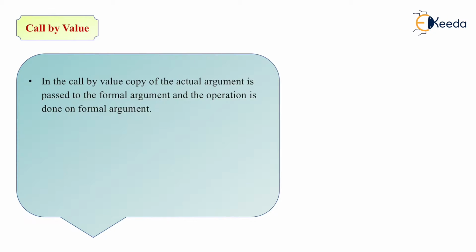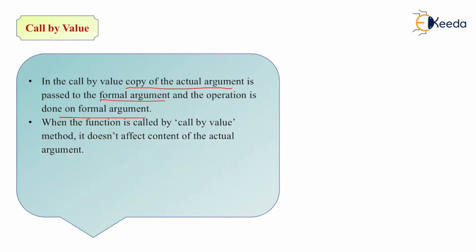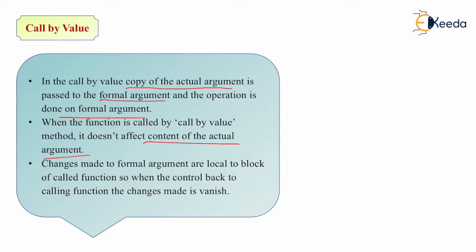Call by value means, in the call by value, the copy of the actual argument is passed to the formal argument and the operations are done on the formal argument. When the function is called by call by value method, it does not affect the content of the actual argument. Changes made to the formal argument are local to the block of code of the function. So when the control goes back to the calling function, the changes made vanish.